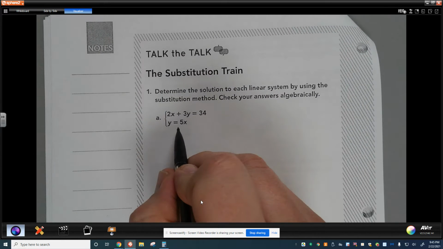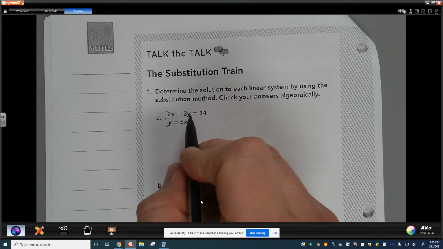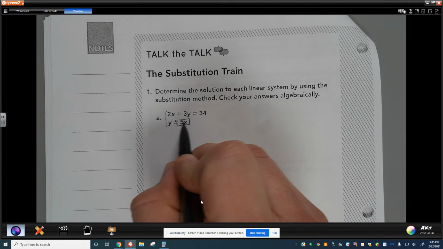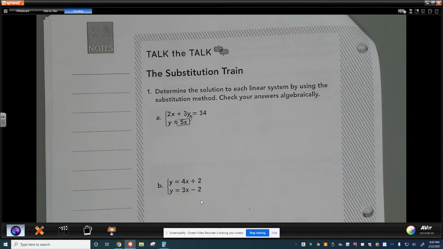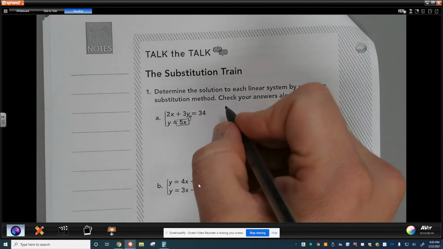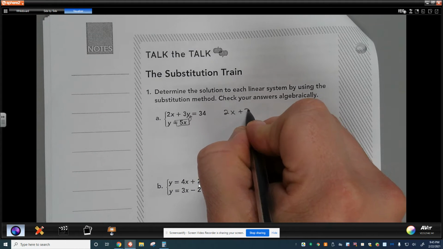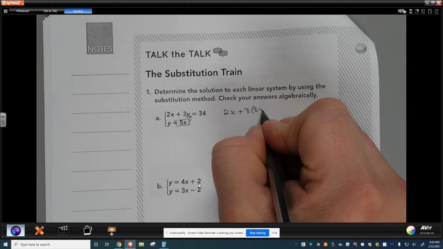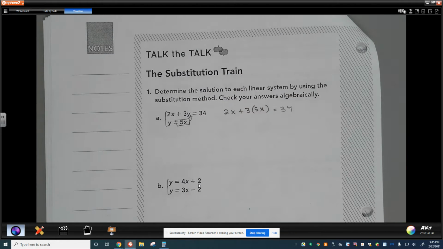This first equation we see in part A, we see that the value of y is already given as 5 times x. This is great for us because we can take that 5 times x, substitute for y, and then we get the equation 2 times x plus 3 times 5 times x, which is now y, is equal to 34.